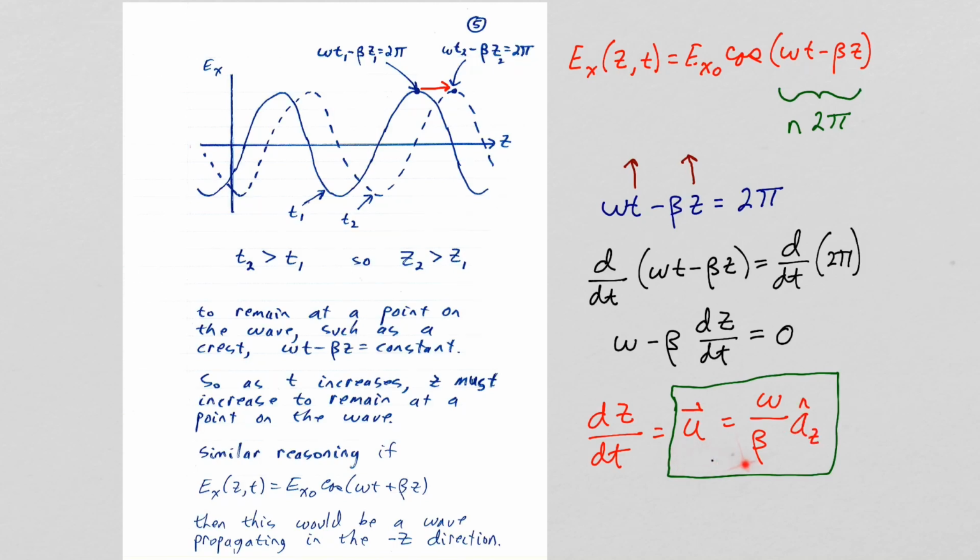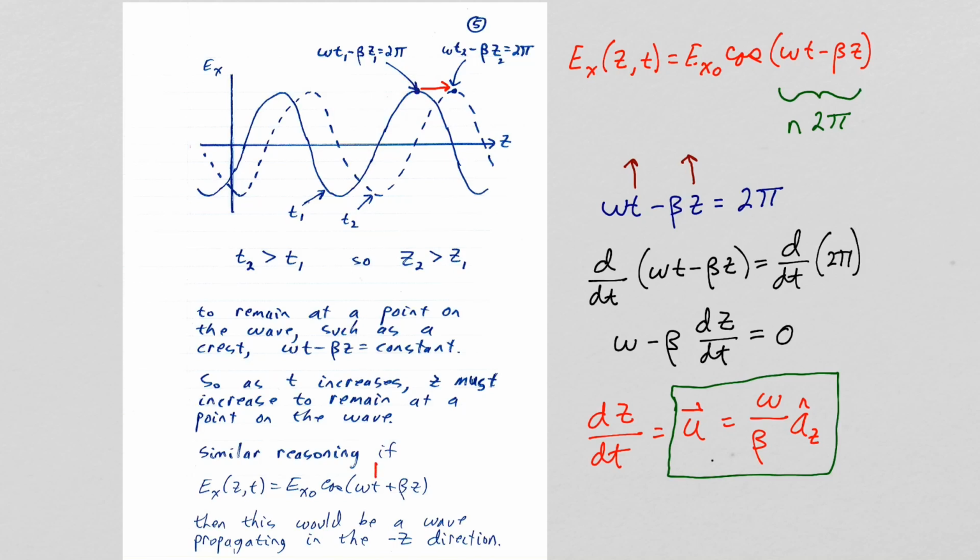To write the equation for a wave moving in the minus z direction, what we do is we change this minus sign to a plus. So now for this argument of the cosine to remain a constant, such as staying on a crest of the wave, as time goes up, z must go down, indicating a movement in the minus z direction.